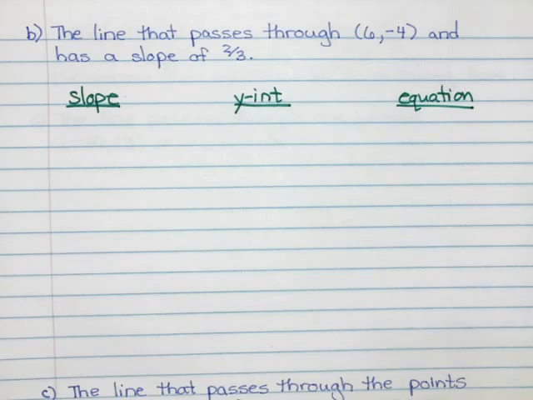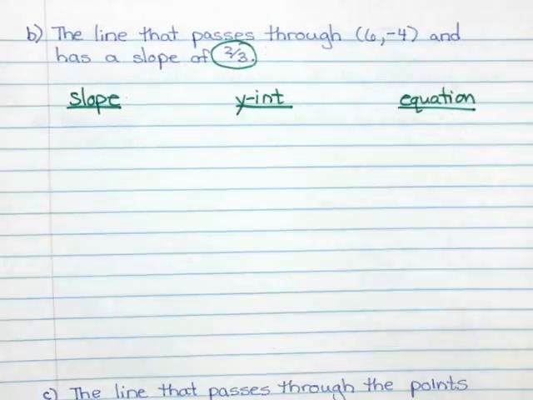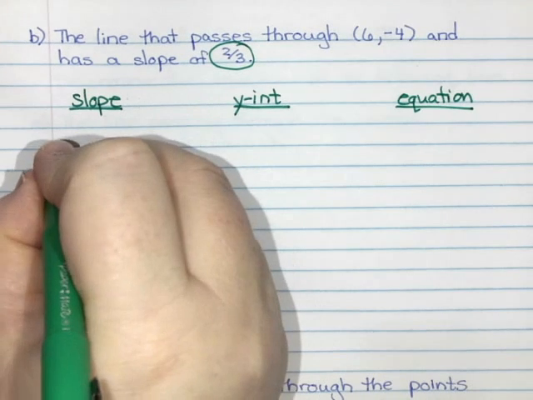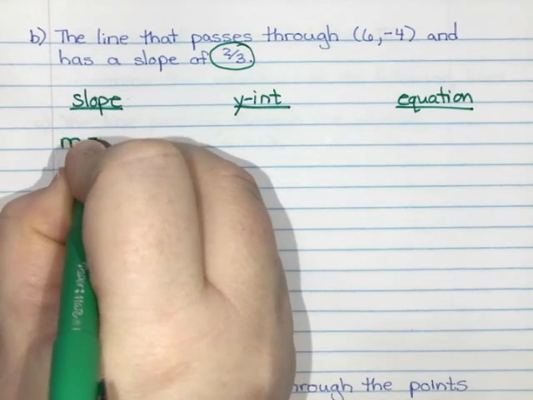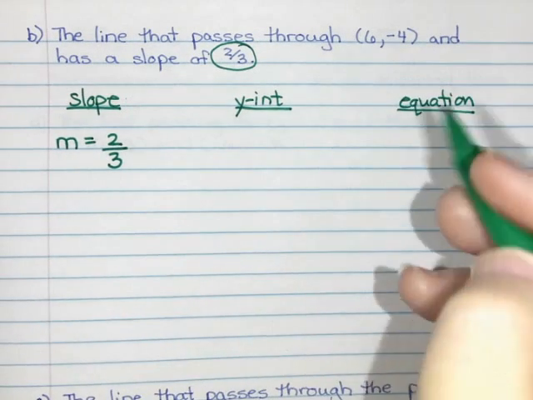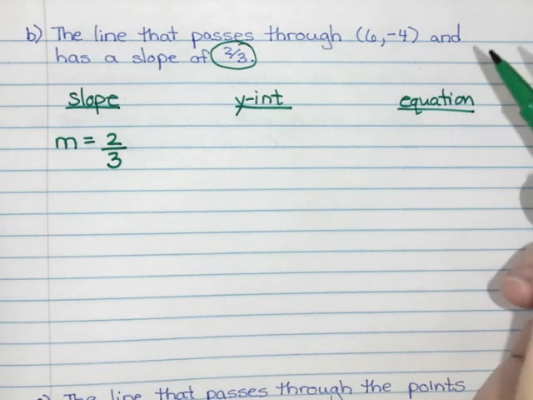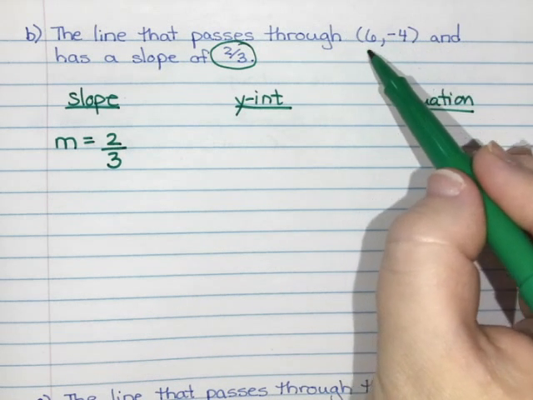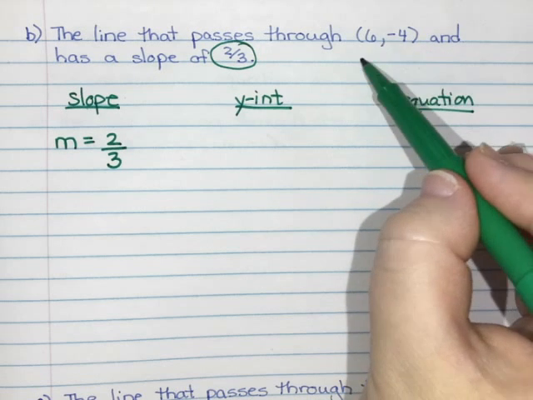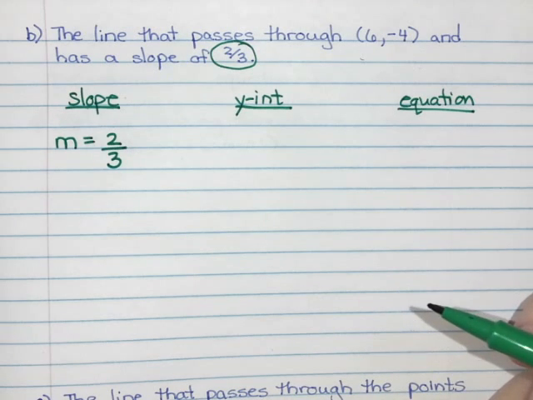So, did the question tell me my slope? Yes, it did. It said the slope is 2/3. So that means m, that's the letter we use for slope, is 2/3. How about the y-intercept? Is there any chance they told us the y-intercept? No. If they did tell us the y-intercept as a point, it would be (0, something), and it's not. They didn't say what the y-intercept was. So we're going to have to calculate it.